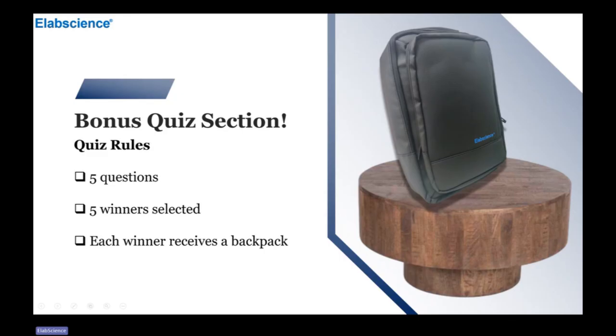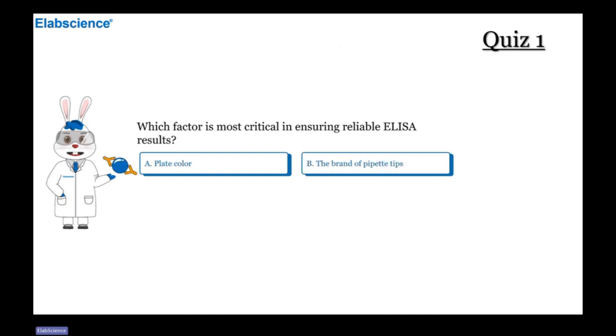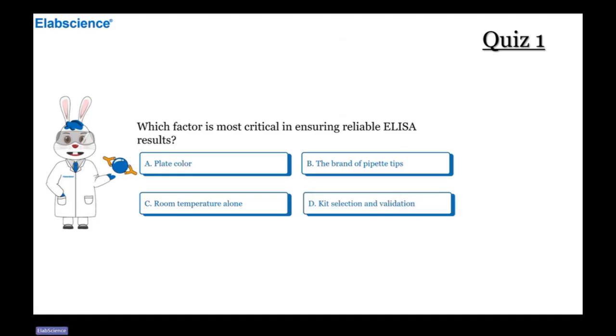So let's get started. First one. Quiz one: which factor is most critical in ensuring reliable ELISA results? Option A, plate color. Option B, the brand of the pipette tips. Option C, room temperature alone. And option D, kit selection and validation.